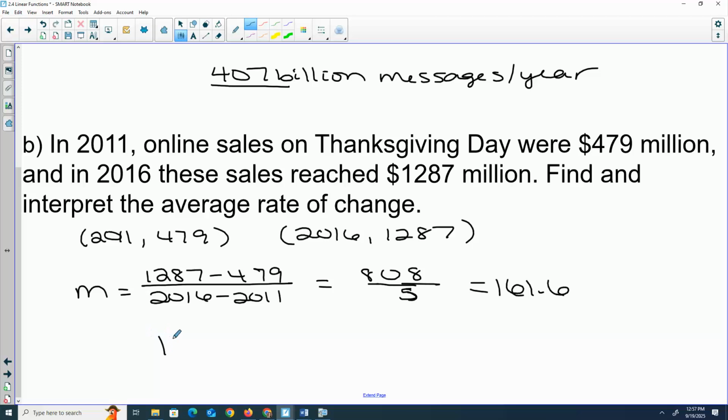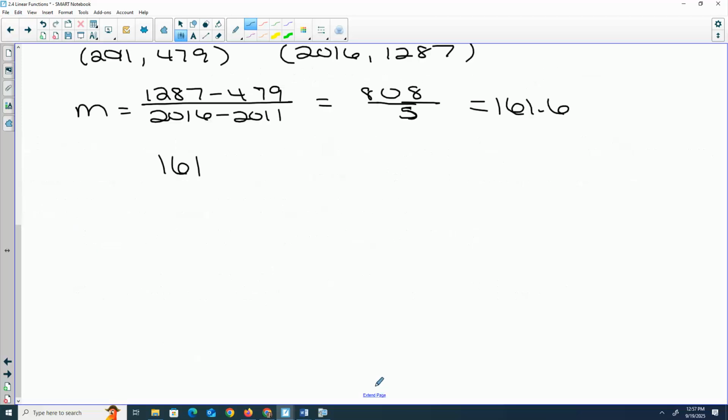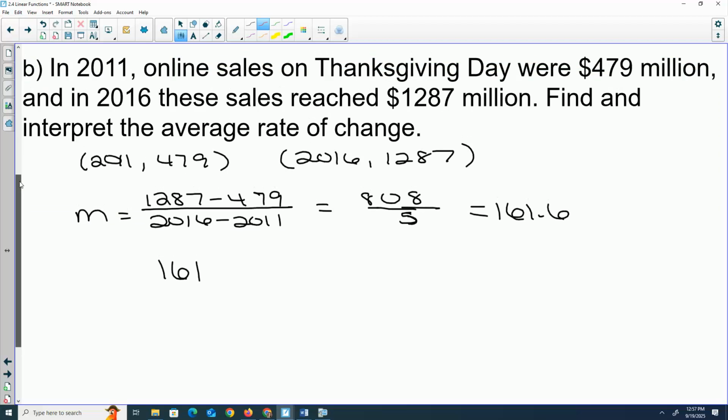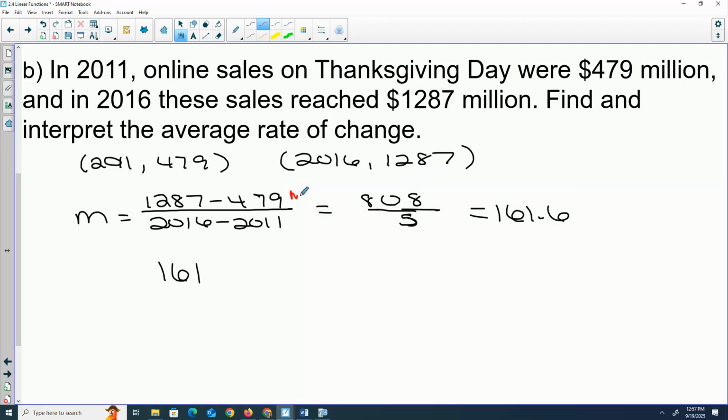Okay, I don't just want a number. I expect you to be able to tell me what that represents. So go back and look at your slip. When we did this, the 1287, the 479, what were the units on those? Yeah, those were in millions of dollars, right? What were the 2006 and 2016, 2011? So it's always something per something. So it's $161 million per year.